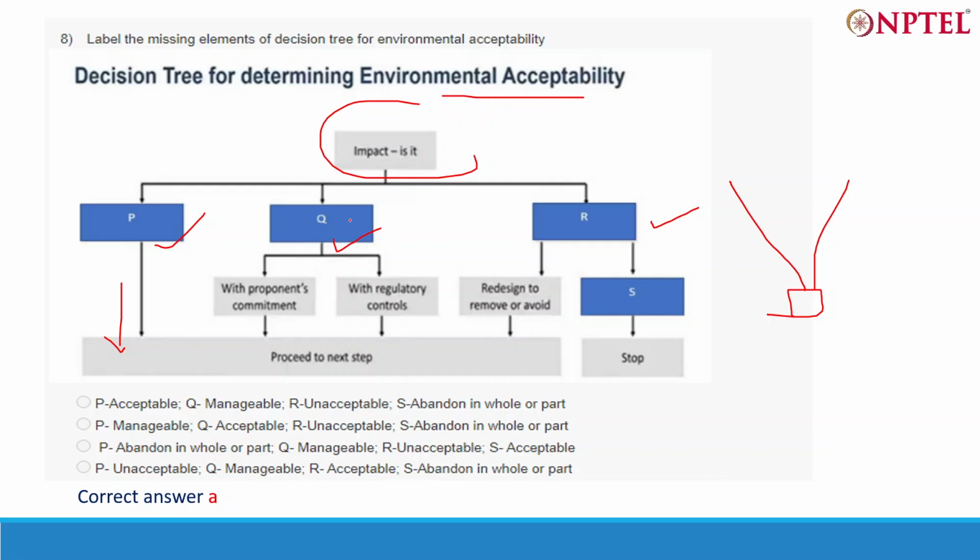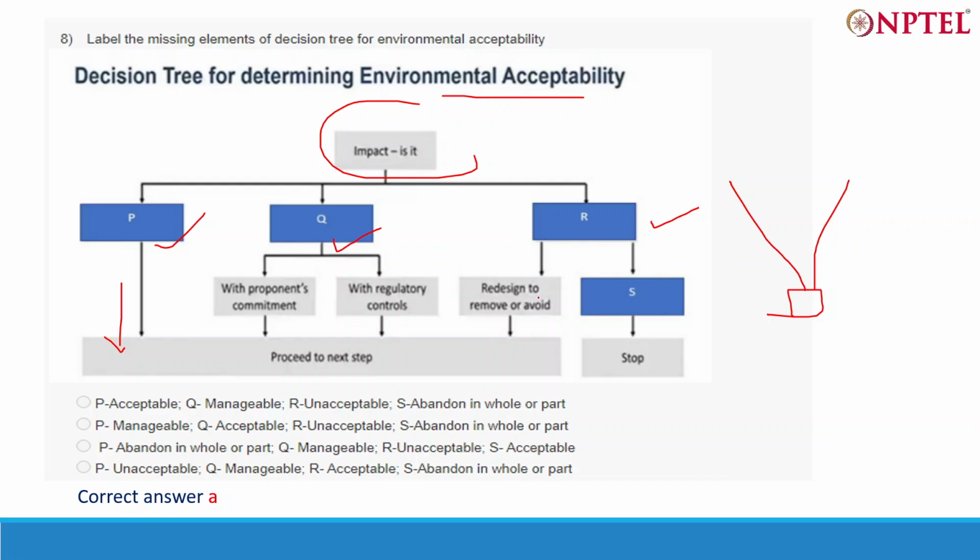But there are some impacts which are manageable, so with the proponent's commitment, how much commitment will be needed, and with regulatory controls, what are the regulatory controls for that. Then another one is abandon in whole or part. So some impacts cannot be managed or are unacceptable.